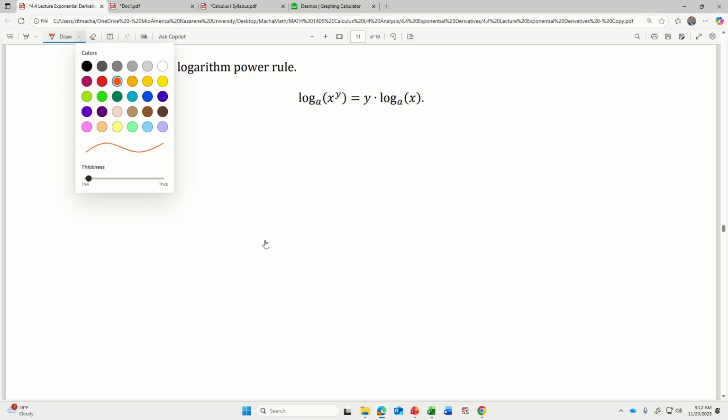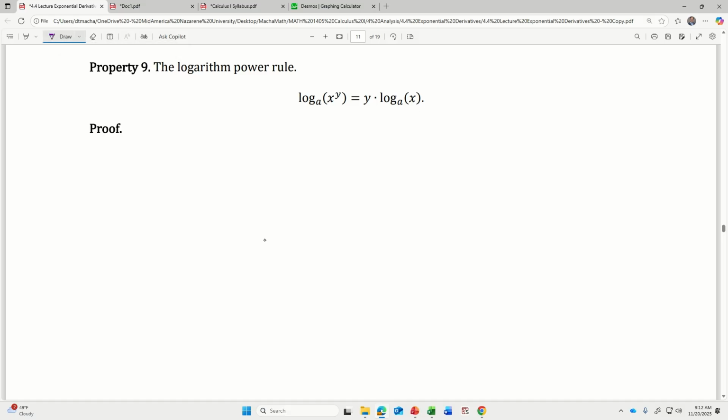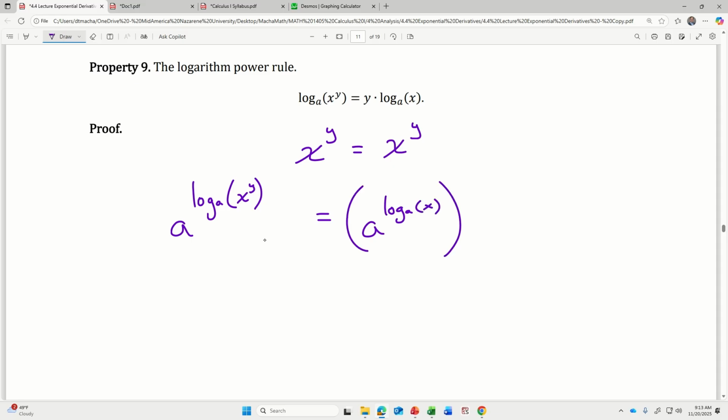The logarithm power rule, I bet you can already guess what we're going to do. We're going to start off by saying x to the power y must be equal to x to the power y. And then we'll take a raised to the power logarithm base a of x to the power y. And on the right side, a raised to the power logarithm base a of x raised to the power y.